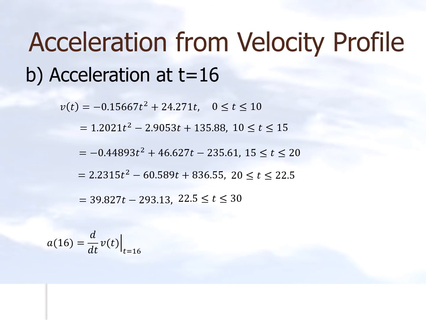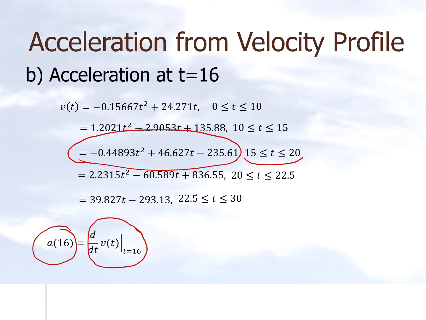The next part is asking you to find the acceleration at 16. Again, we have to find the proper quadratic to use, and since 16 is between 15 and 20, we will use this quadratic right here. But since we are trying to find the acceleration at 16, we have to take the derivative of the velocity expression, the velocity quadratic, and then put t equal to 16 in there.